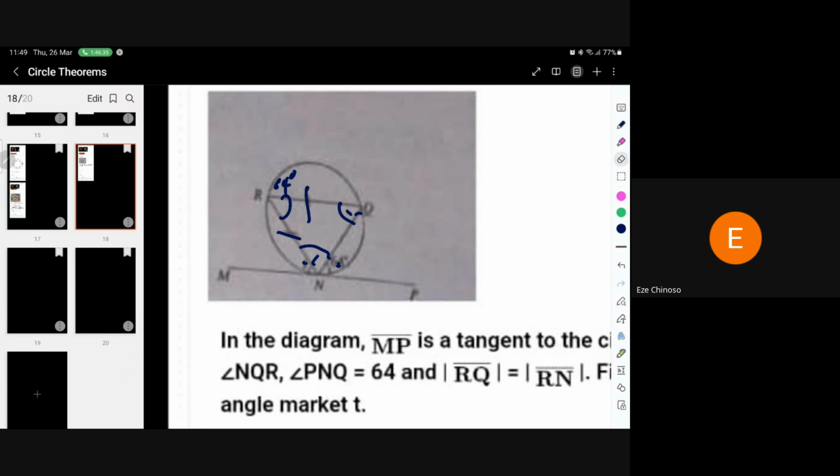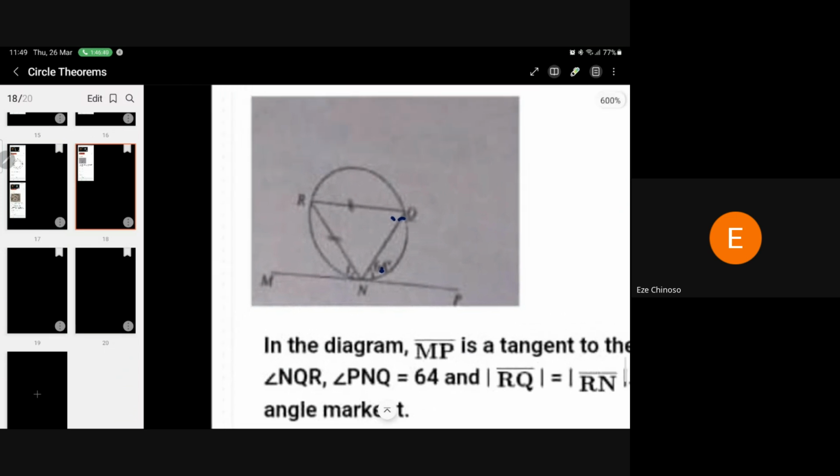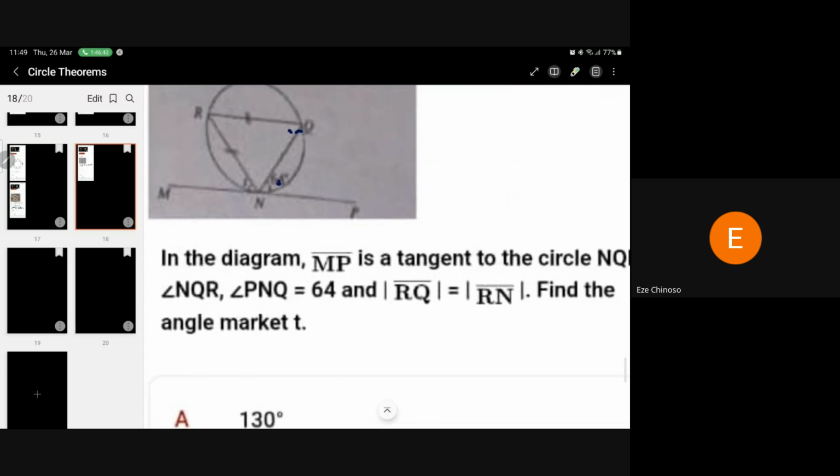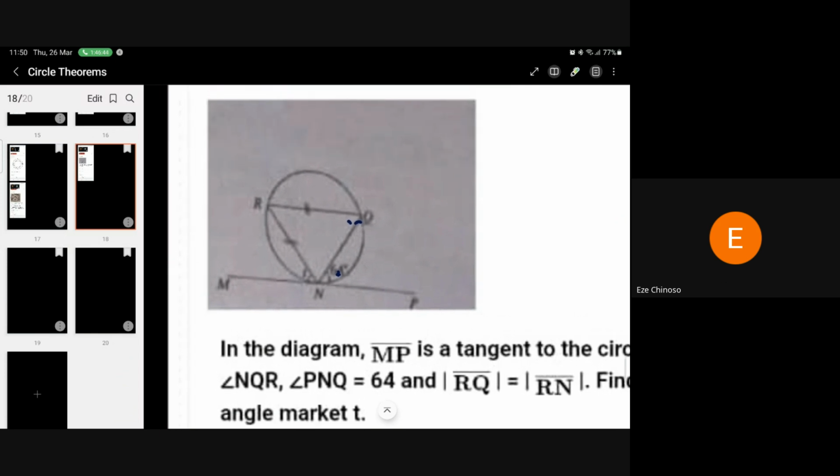So that's it. Let me zoom in so you can see what I'm saying. I'm going to apply it. Okay, they say we should find the angle marked T. I can't even see the place they marked T.